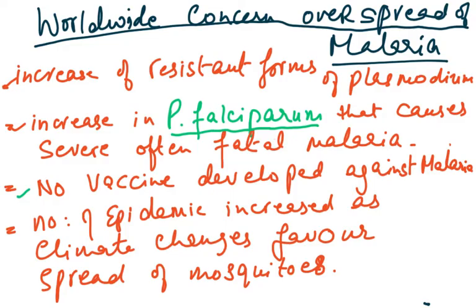We can't develop a vaccine. Why? Because the Plasmodium is more complex. It's a protozoa and it undergoes many changes in its life cycle. And every time it changes, it has a different antigen on its surface. Then the number of epidemics increased as climate changes favor the spread of mosquitoes. More rain, more breeding grounds for mosquitoes. So this is why we say the number of epidemics has increased.